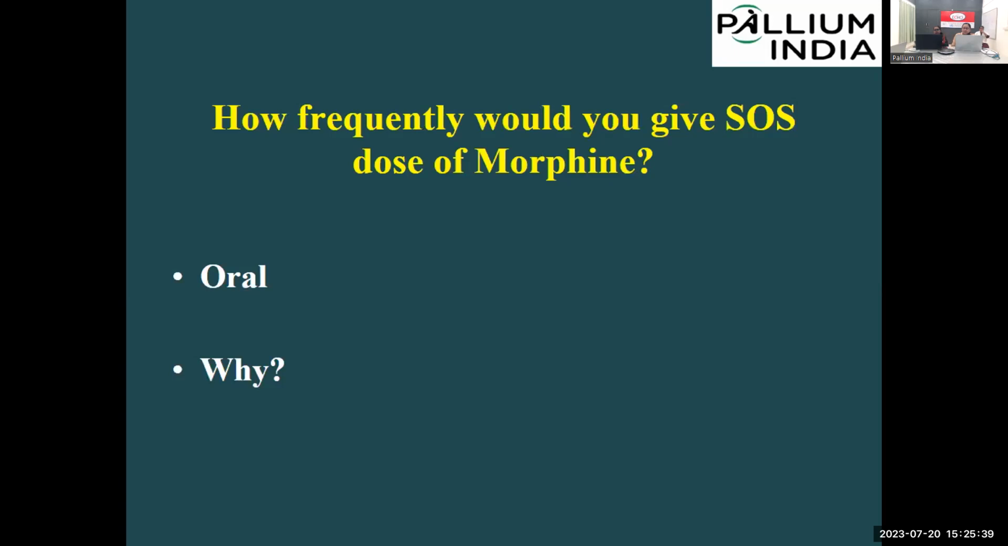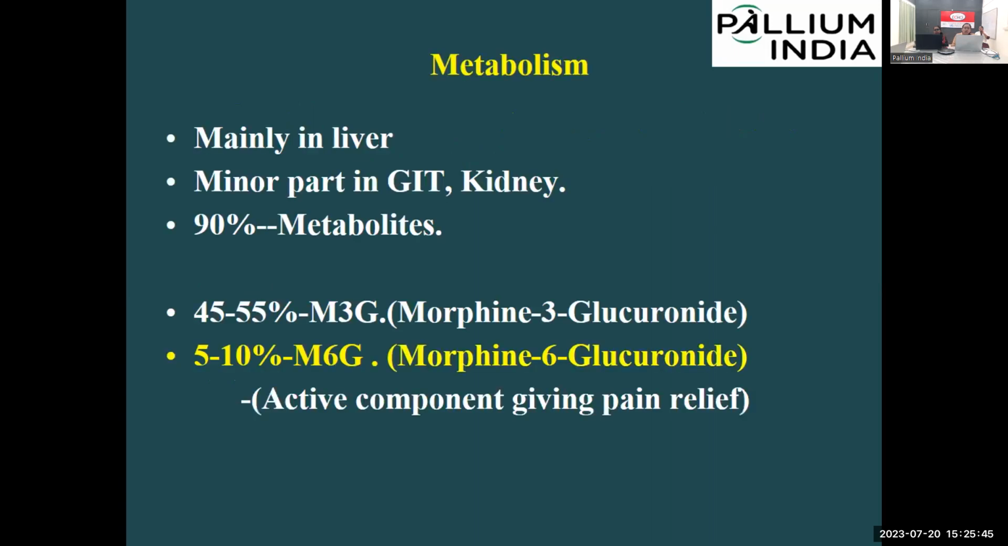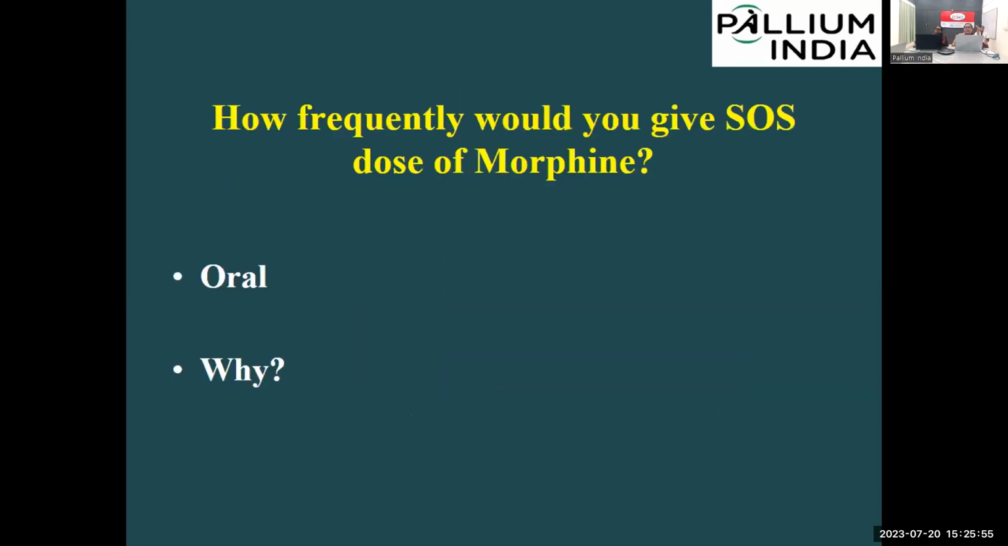As I mentioned, the majority of oral morphine undergoes metabolism in the liver and gets converted to its active metabolites, which are responsible for its analgesic action. That is why, when the oral morphine dose is given, it takes around 1 hour for this process to happen. So the peak analgesic action of morphine will occur only after 60 minutes of oral intake. So there should be a gap of at least 1 hour between the SOS doses of morphine.